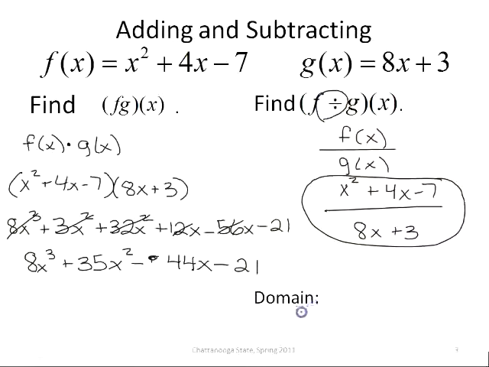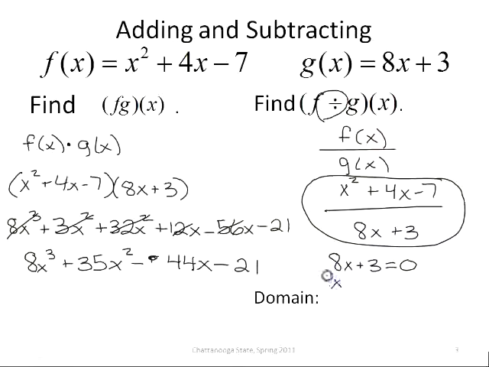The division here is really the time when you have to be careful about your domain, because here we now have a denominator that we can't have equal to 0. So our new function here does not have the same domain as the original functions. The domain here is going to have to be everything that doesn't make the denominator 0.